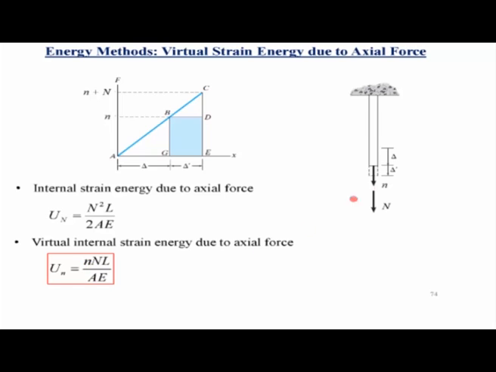We first applied this virtual load small n, due to which it undergoes deformation delta, and then we applied an additional real load capital N, due to which it undergoes its deformation delta dash. So the internal strain energy due to the virtual load is n into NL over AE. The deformation of this rod due to the additional applied load N is N into L over AE, and the virtual load was already applied, so the internal virtual strain energy due to the actual deformation is n into capital N into L over AE.